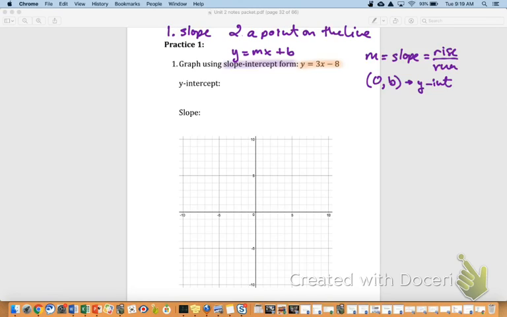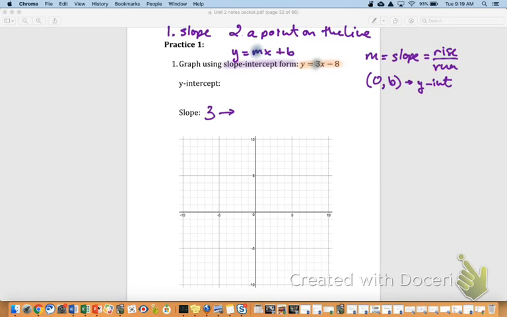Isn't the m 3? Okay, so I'll highlight that here. Can anybody explain how you identified that the m was 3? Julia? The x, how's the x attached to the m? Multiplication, yeah. That's right. So the number multiplied times the x, in this case that's a 3, that's your slope. So I could come down here and I could say my slope is 3.